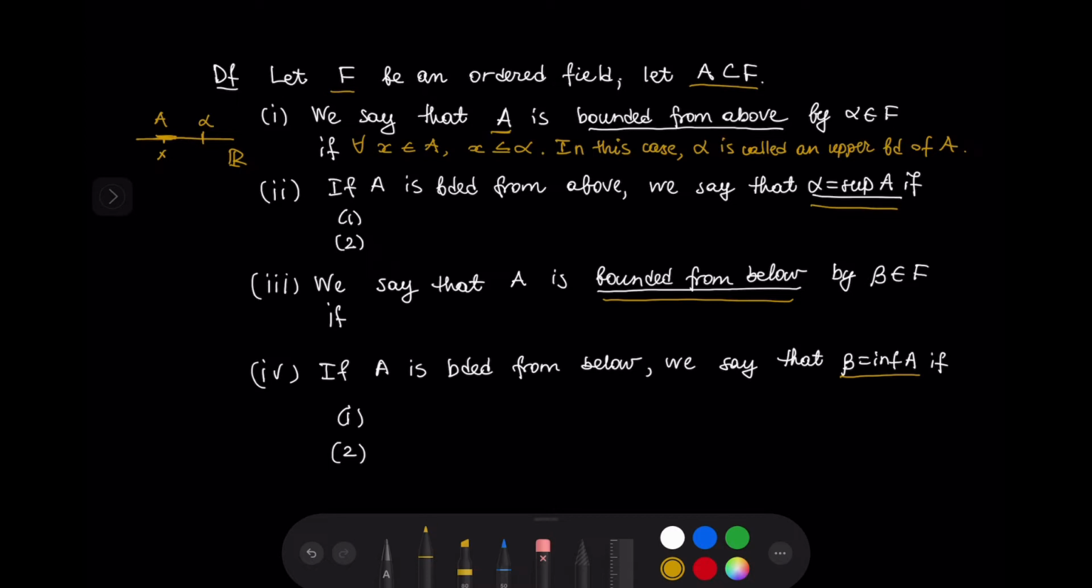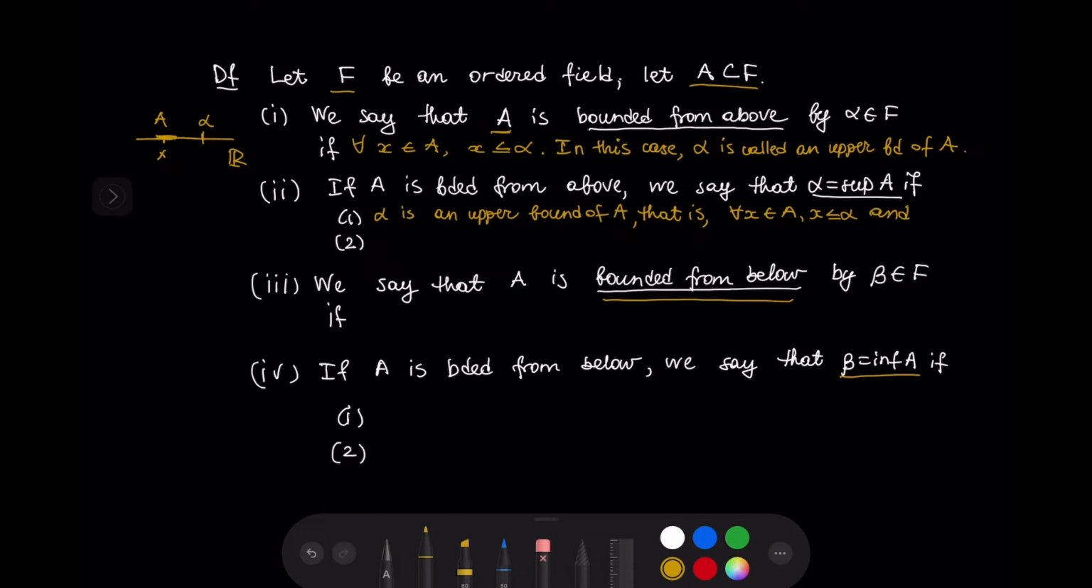Now let us discuss what it means that alpha is a supremum of A. So if the set A is bounded from above, we say that alpha is a supremum of A if the first condition is that alpha is an upper bound of A, that is, for every x in A, x is less than or equal to alpha.